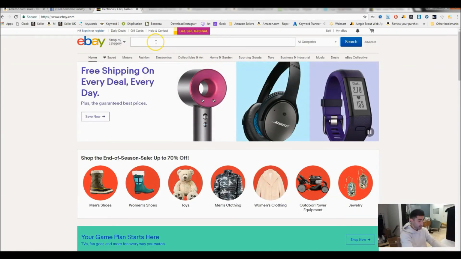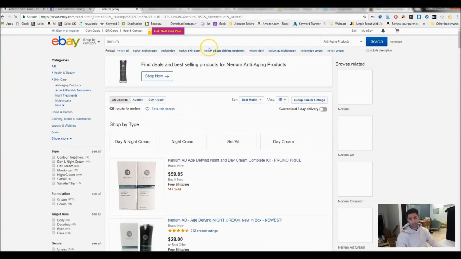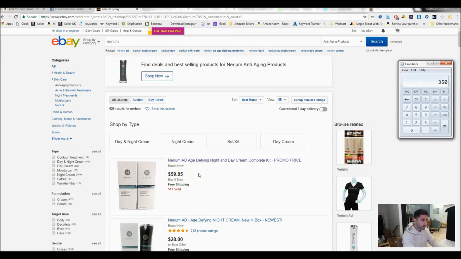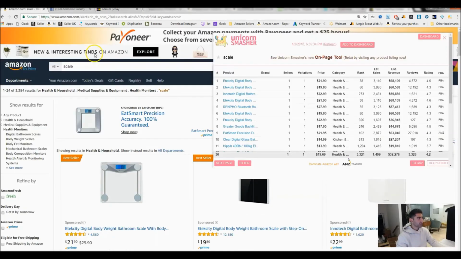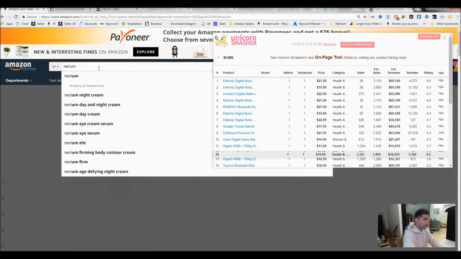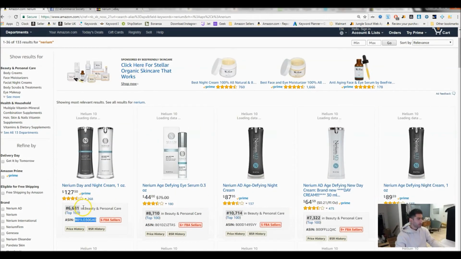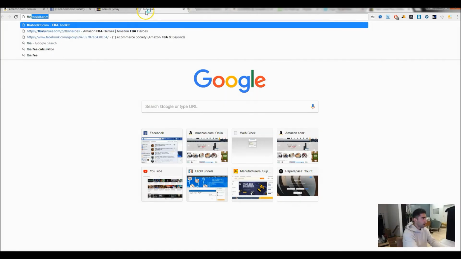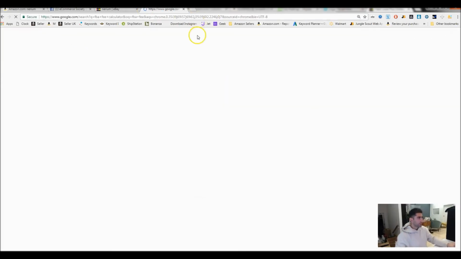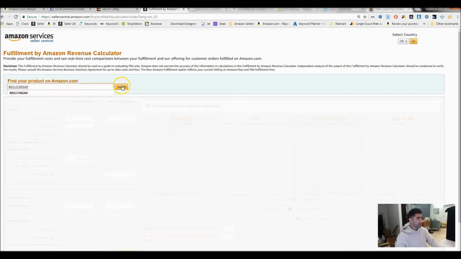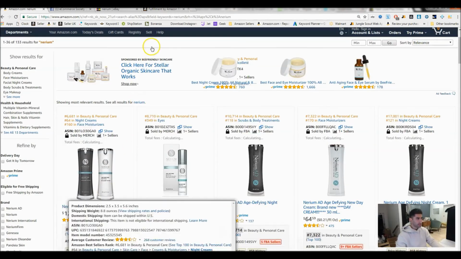Online arbitrage from eBay. Again, I think we've done this example a couple times where, you know, you can buy, let's say now you have $350 left and you want to buy five or six of these Nerium packs, which then you're able to flip on Amazon for $127. So let's go ahead and just do the calculation on this FBA fee calculator. That's all I did was copy the ASIN.